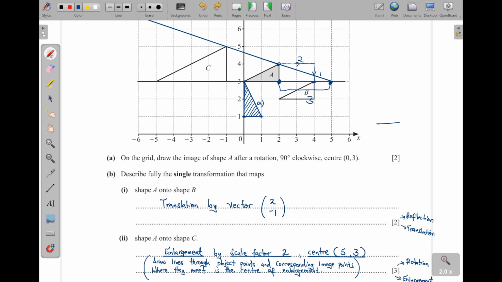The scale factor of enlargement is the same for all of them because it is what you multiply into the lengths of the object to get the image.